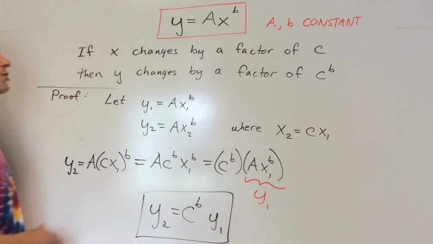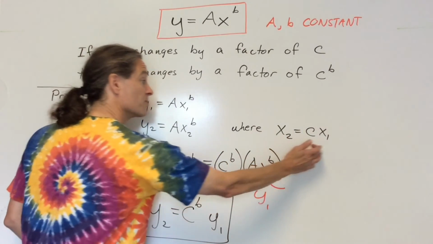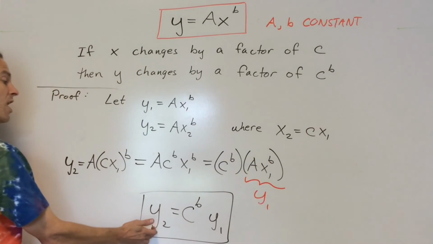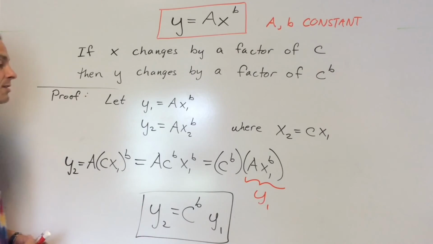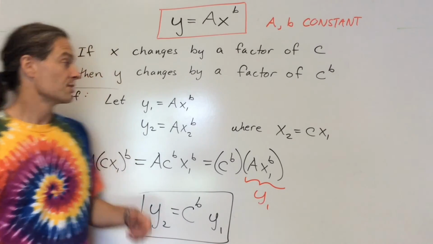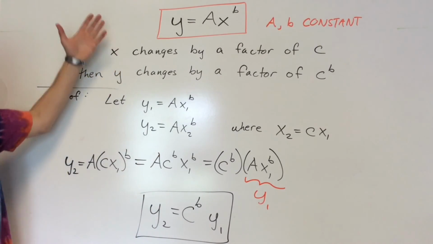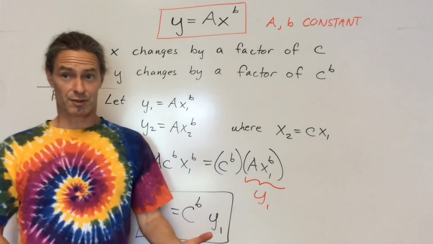That is, we've shown that if x changes by a factor of c, then y changes by a factor of c to the power of b in going from case 1 to case 2. All right, so here we've proven it. You should work through this proof and make sure that you can do it yourself.